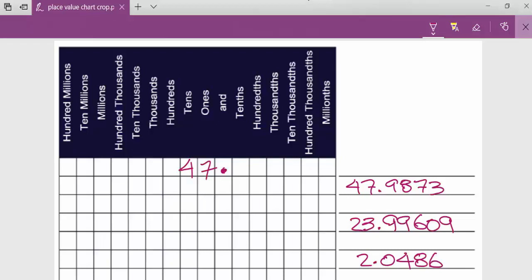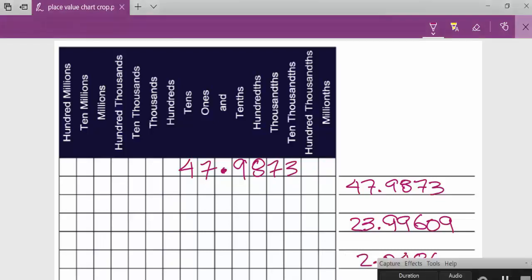Now to the right of the decimal, the first number we come to is a 9. That means we have 9 tenths. Then we have 8 hundredths, 7 thousandths, 3 10,000ths. Now the question was, round this number to the nearest hundredth.